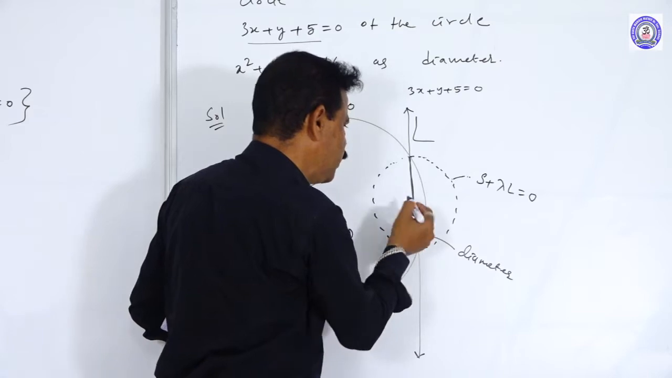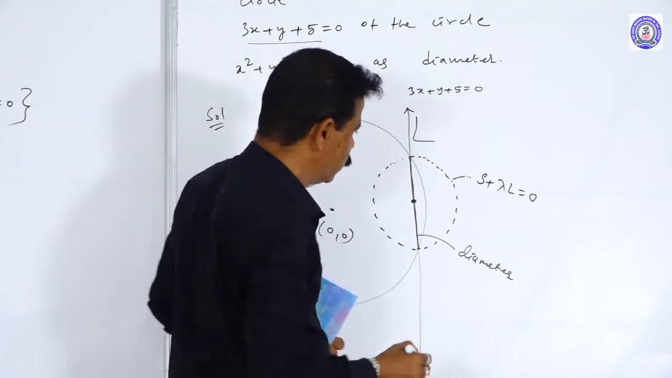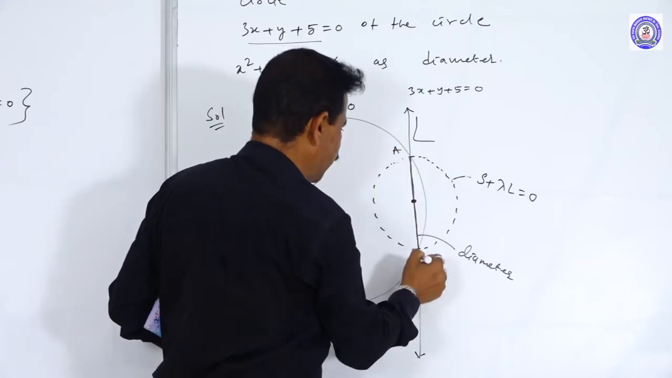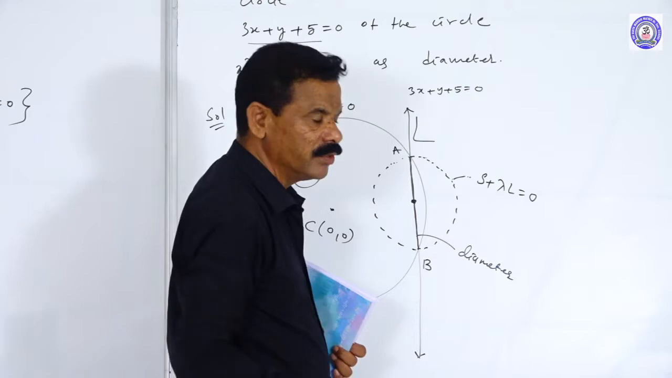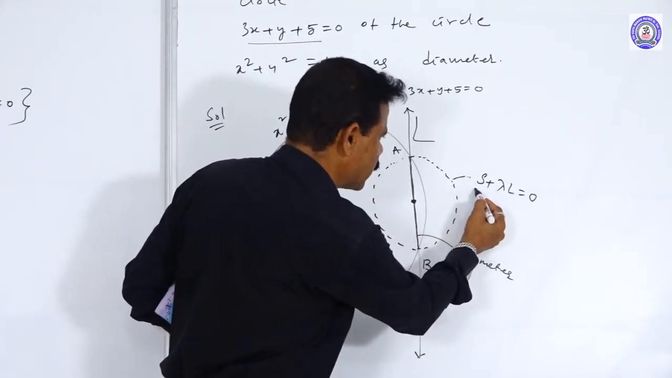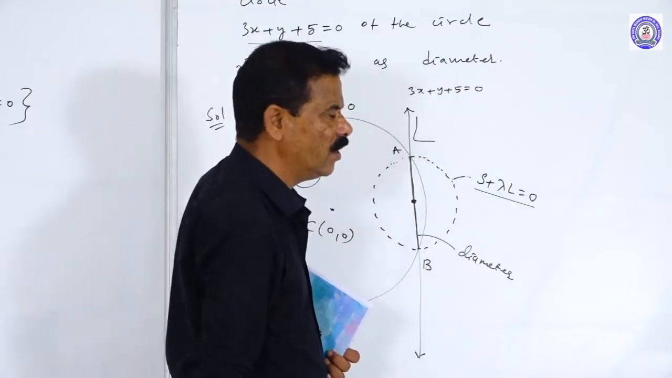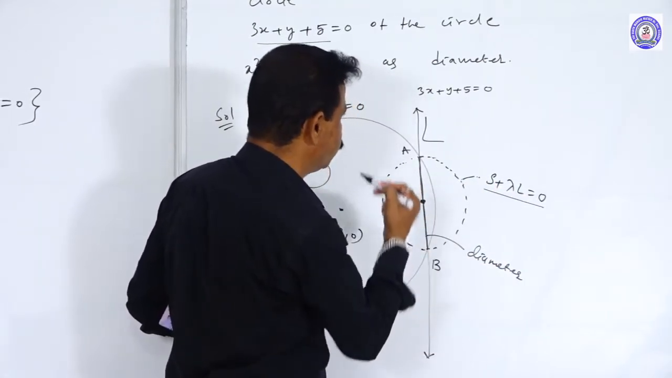So diameter means the center lies on the diameter. Suppose these points are A and B. The center is the midpoint of AB. So first we find the other circle equation, S plus lambda L is equal to 0. From this we calculate the center, and that center we substitute in this line.